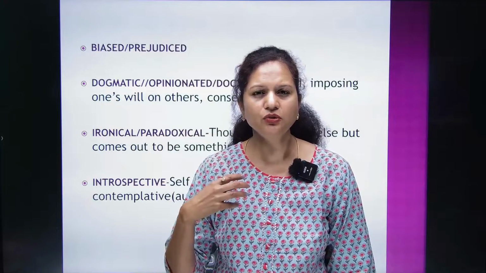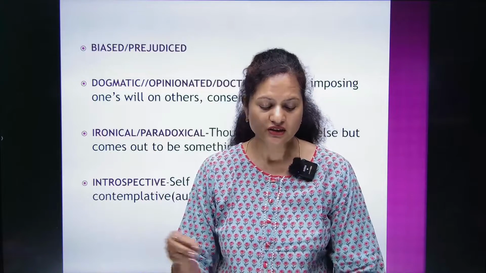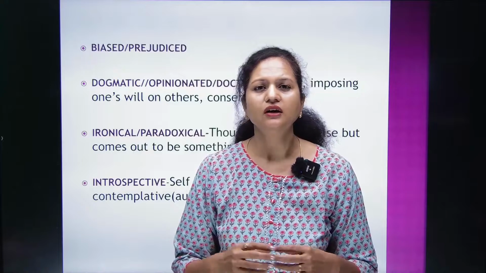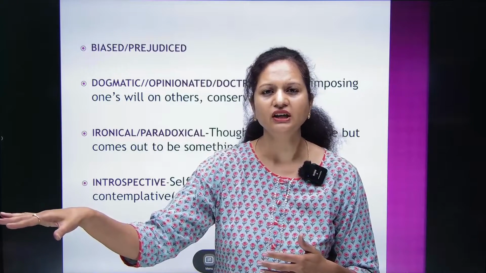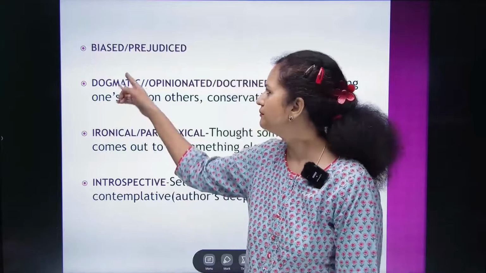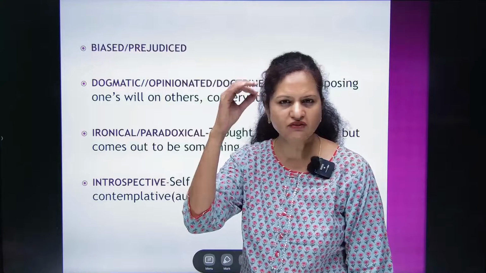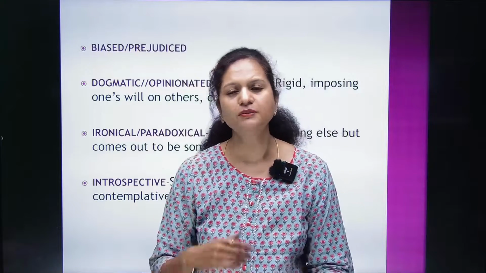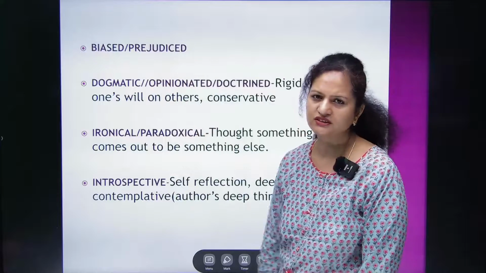Maybe inside you know that you are wrong. All right, so that is completely biased. Suppose the article is all about white people and black people, and the author is only taking the side of white people, not the black people. Biased, prejudiced, okay. So preconceived notions are there. On the basis of that, he is taking the decisions. That is biased or prejudiced.